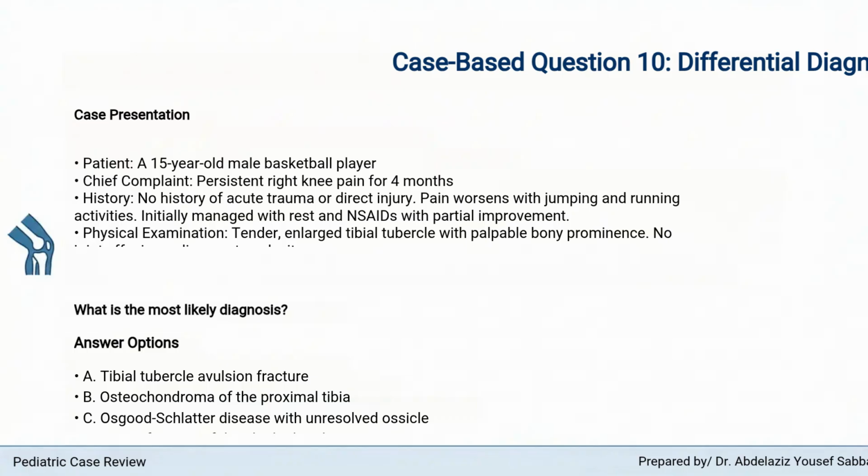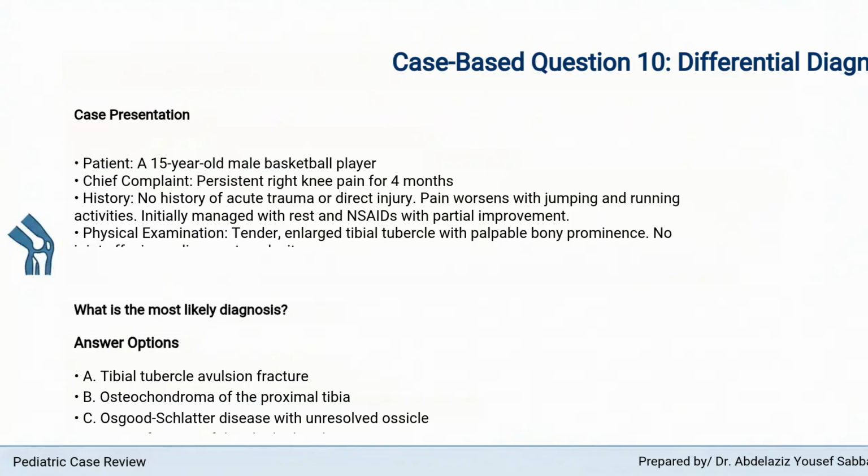Differential diagnosis, Part 2. A 15-year-old male basketball player presents with persistent right knee pain for 4 months. There is no history of acute trauma or direct injury. Pain worsens with jumping and running activities. He was initially managed with rest and nonsteroidal anti-inflammatory drugs with only partial improvement.